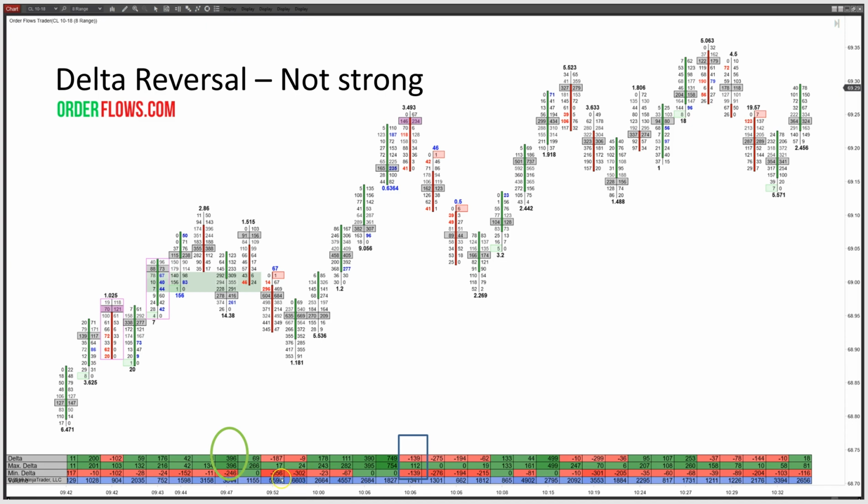Even here, you got 300, 356, 246, and it's just a shade too light. That's why I say, understand the market you're trading and make sure it's a strong enough number.